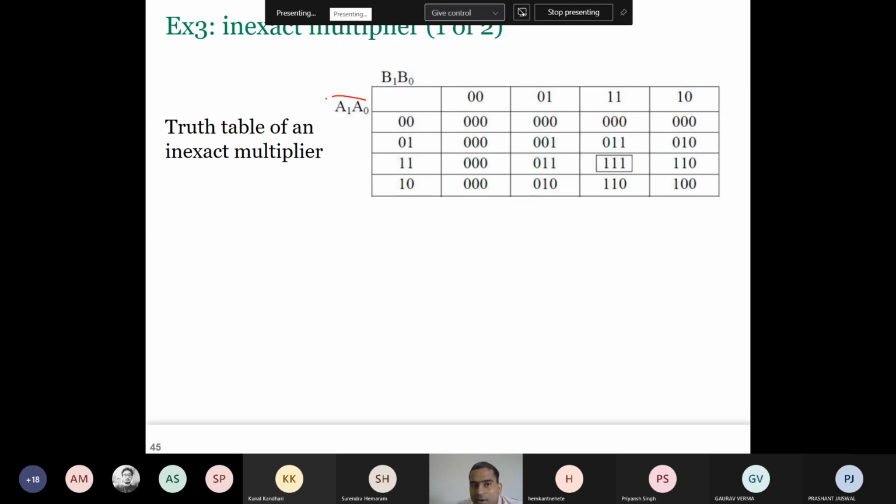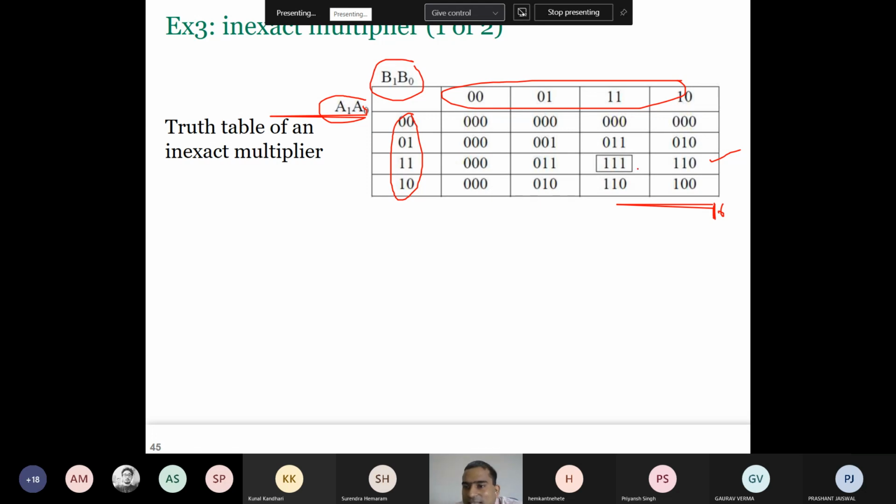So let us take an example of 2-bit into 2-bit multiplication. That means we have 2 bits A1, A0 and 2 bits B0, B1. Because we have 4 combinations of A and 4 combinations of B, the total number of combinations here are 16. Okay, total 16 combinations are possible.